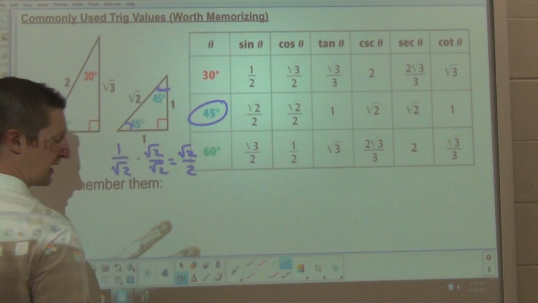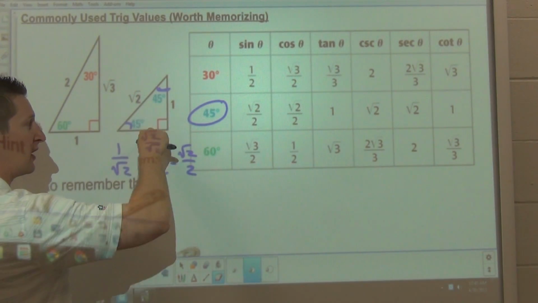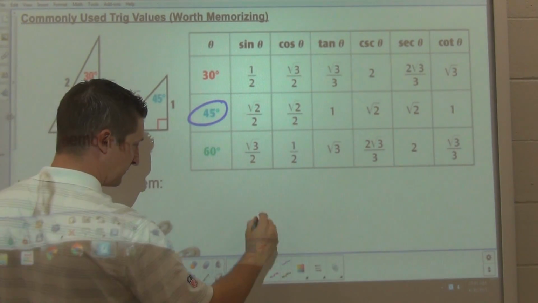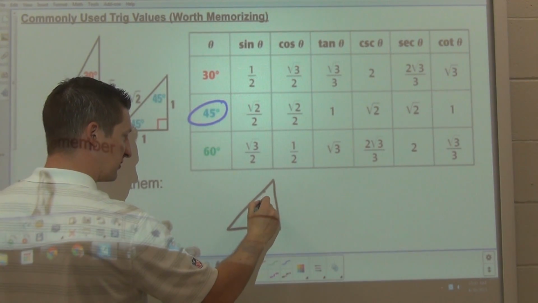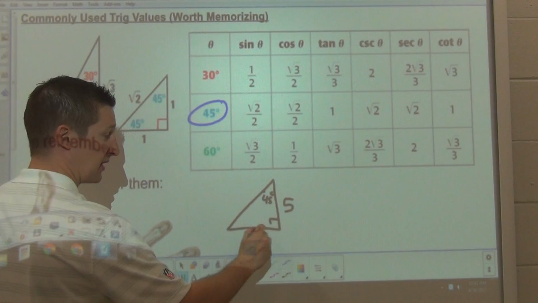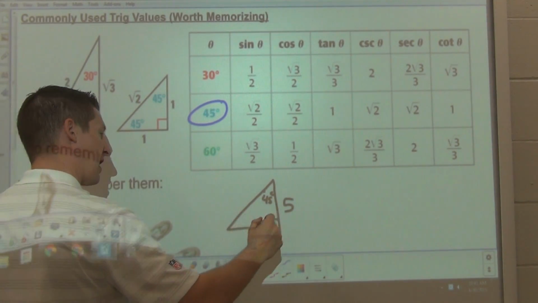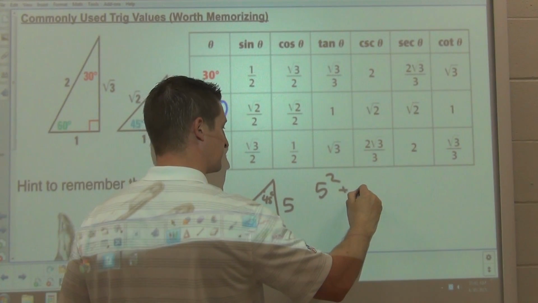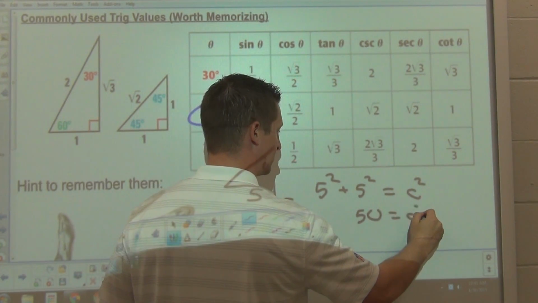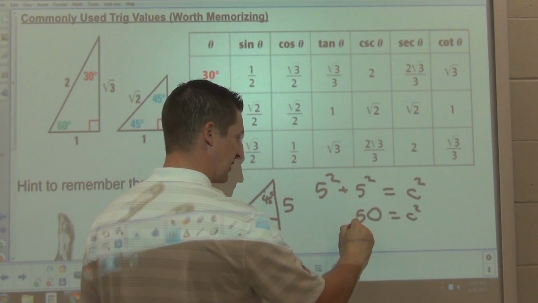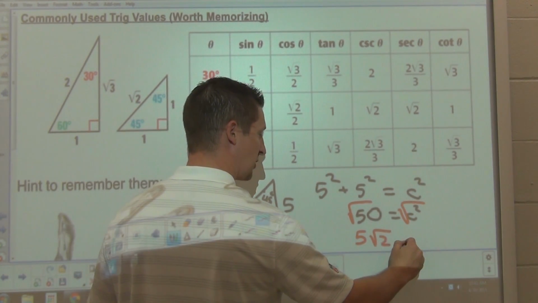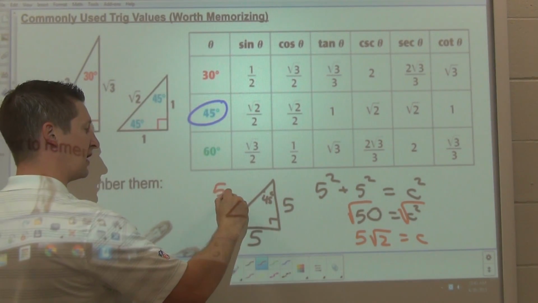Now I know that this holds true for any triangle that's got two 45-degree angles and a right angle, because no matter what the lengths of the sides are, I just picked a 1 and put it there. If I had a similar triangle, with 45 degrees up here, it's a right triangle, and let's say this side length was 5 and this side length was 5. They always have to be the same. Then my hypotenuse would be 5 squared plus 5 squared equals c squared. That's 25 plus 25, which is 50. So 50 equals c squared. If I take the square root of that to find the hypotenuse, I get the square root of 50, which happens to be 5 times the square root of 2. Well, look at that, 5 times the square root of 2.